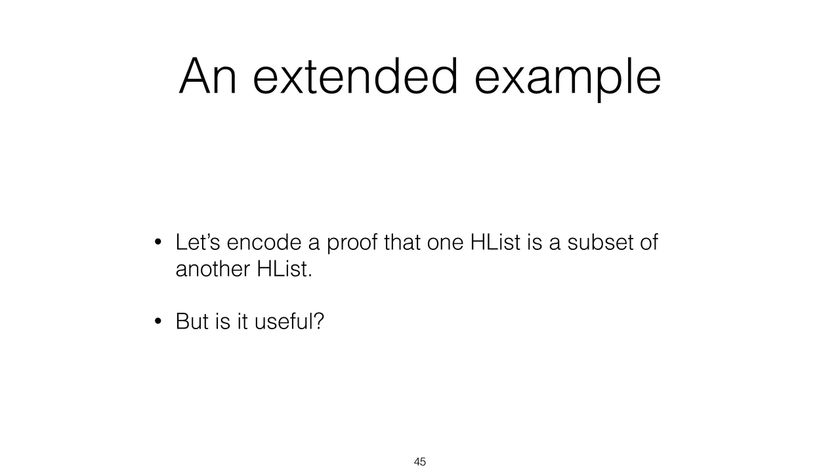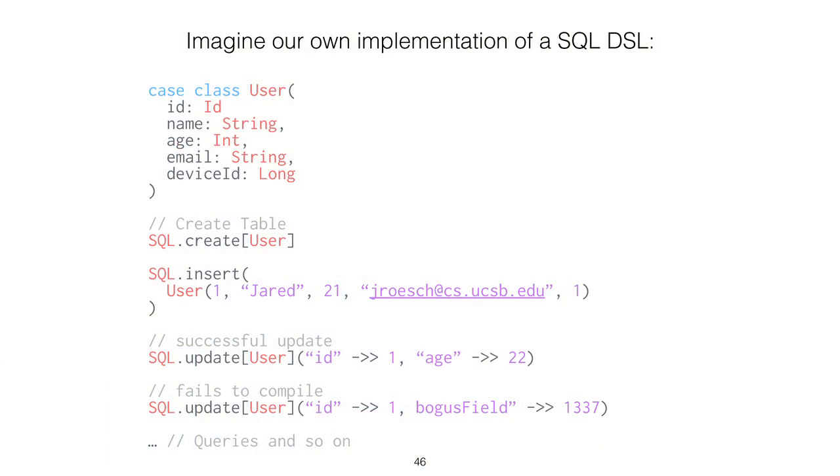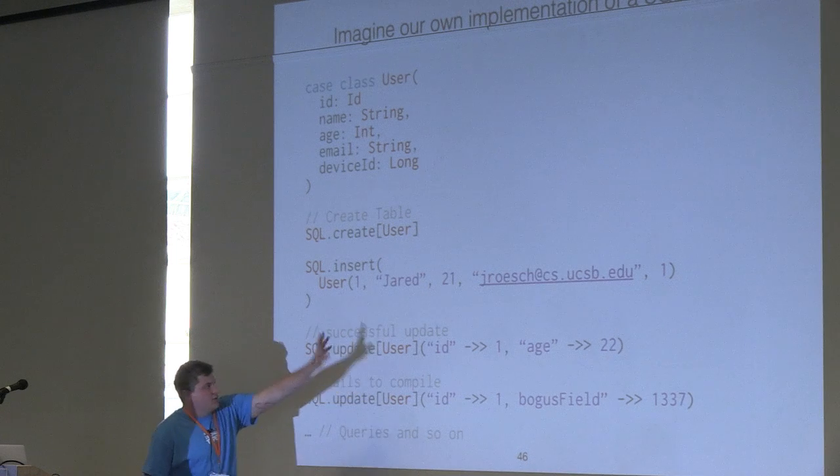I think we still have a few more minutes, so I have another extended example. One of the things I worked on with the SQL stuff is proving that one HList is a subset of another HList. And you might ask, is this a useful proof? But for example, Miles has come up with this cool thing of Singleton Types. So this ID field now has a unique type. So ID, the string, can be typed differently than the field, bogus field, or age, or whatever.